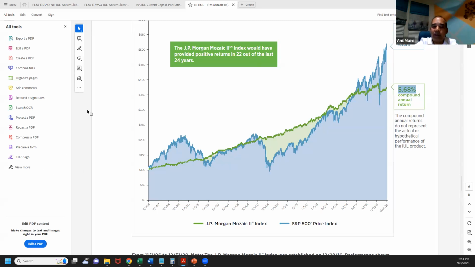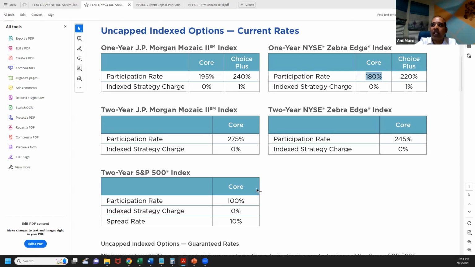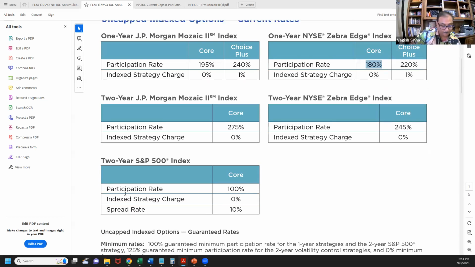Any questions so far? Okay, so just like this index, all of these indexes are balanced indexes. The NYSE Zebra index is similar, and that also has a very high participation rate, 180% with no fee, 220% with 1% fee.